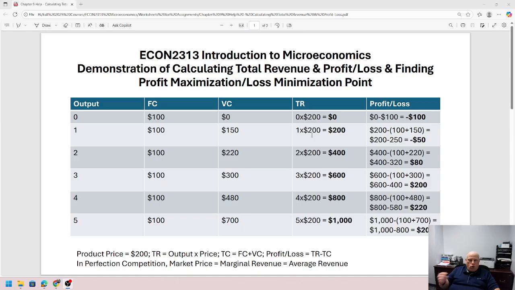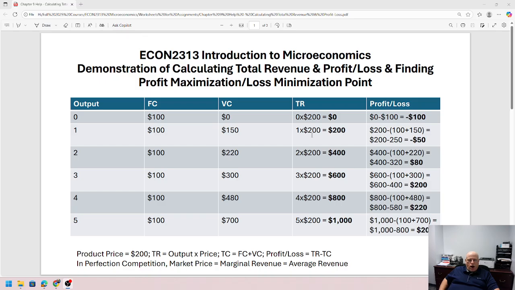To get total revenue, it's very simple. Of course, for a zero rate of output, when you're not producing anything yet, your total revenue is going to be zero. That should make sense to you. It's just 0 times the price, which in this case is 0. When you're not producing anything, you're not making any money yet. That should make sense to you.